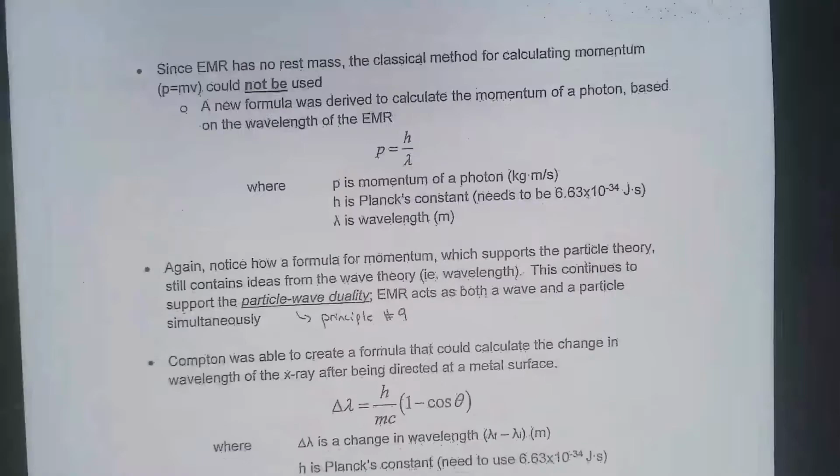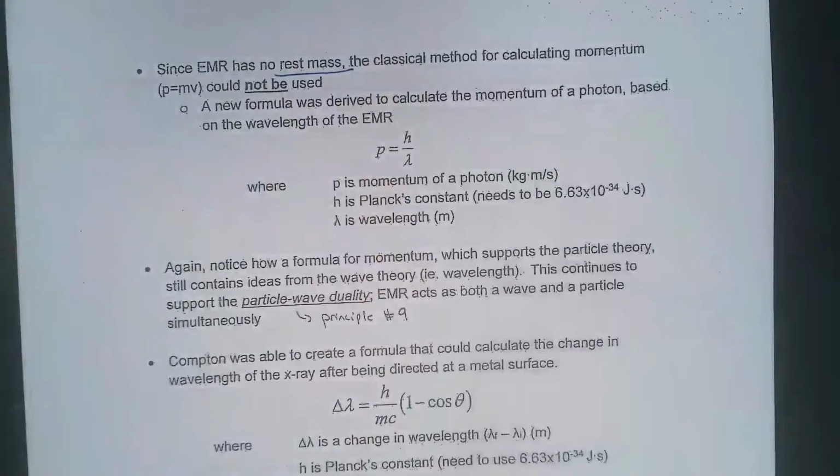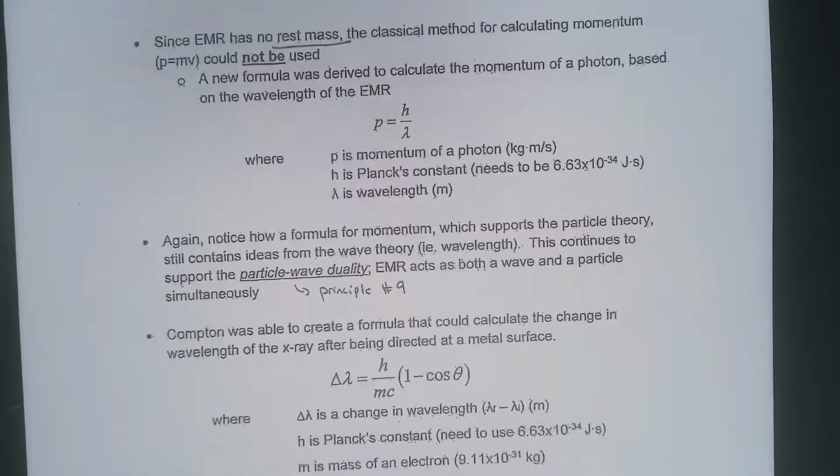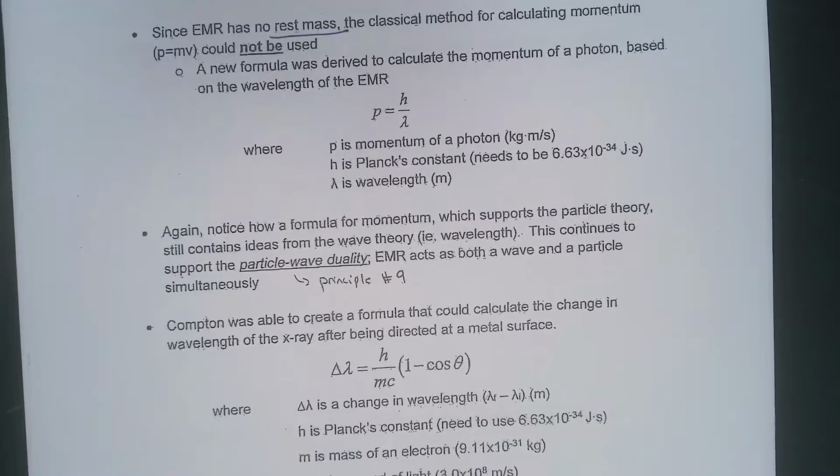Since EMR has no rest mass, what this means is that at no time is a photon just sitting there waiting to be emitted. They're always in motion. Our way of learning to calculate momentum in the first unit was p equals mass times velocity. But because there is no rest mass, we can't use this particular formula. So we had to derive a new way to calculate the momentum of a photon based on wavelength.